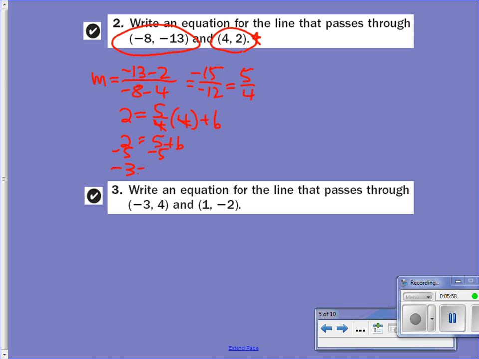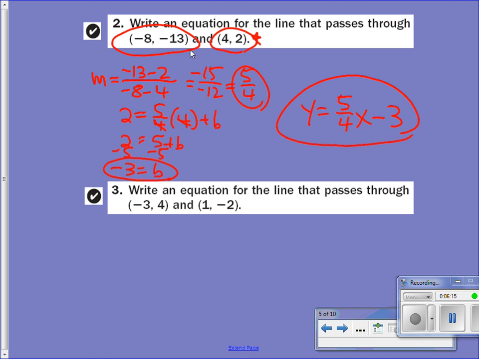That means b equals negative 3. I now have all the information I need to write my equation in slope-intercept form. Nicely done. Now, number 3 is actually quite a doozy.